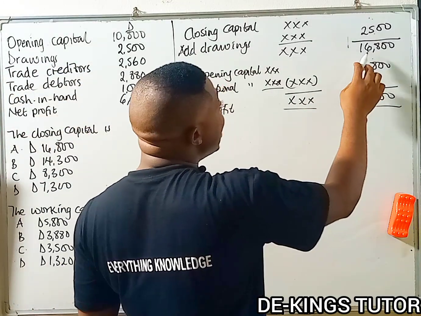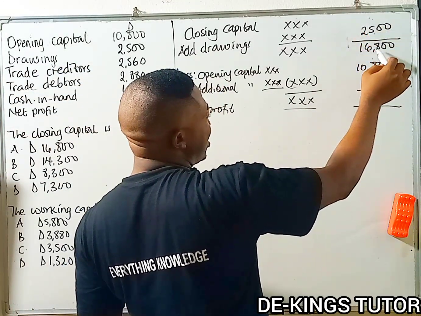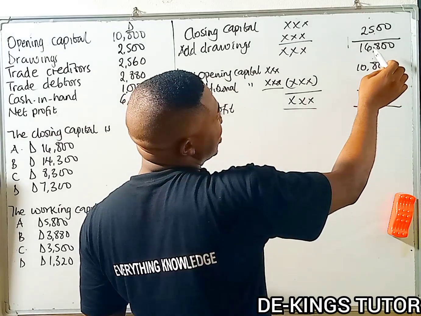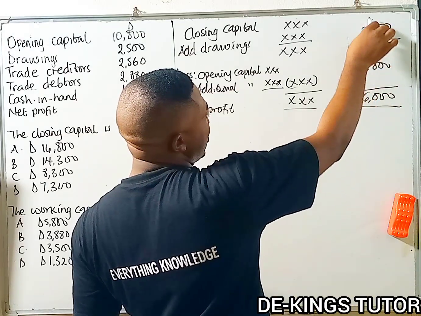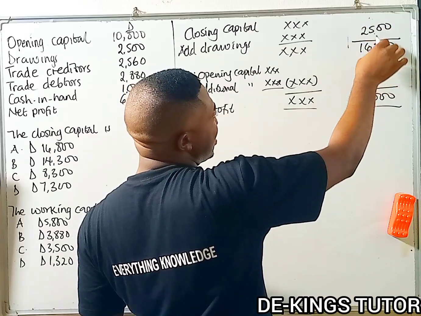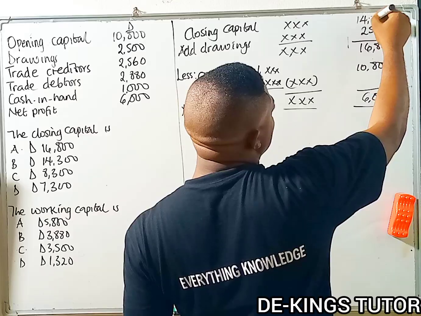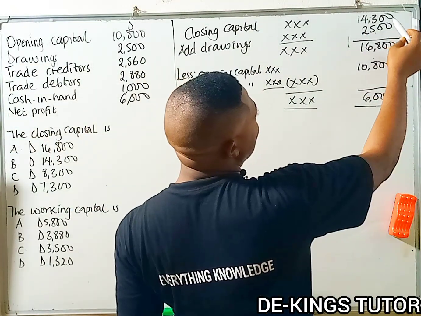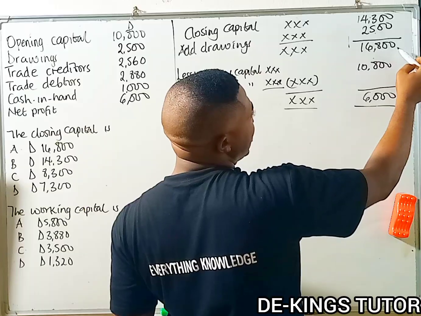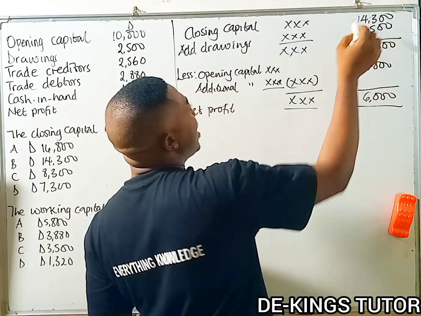Okay, so that's 16,800. Now to get the closing capital, remember I said this plus this will give us this. So to get 16,800, it means we have to deduct 2,500 from this, since this plus that will give us this. So 16,800 minus 2,500 will give us 14,300. Okay, so that we'll have 14,300. This plus this will give us 16,800. 16,800 minus 10,800 gives us 6,000. So our closing capital is 14,300.